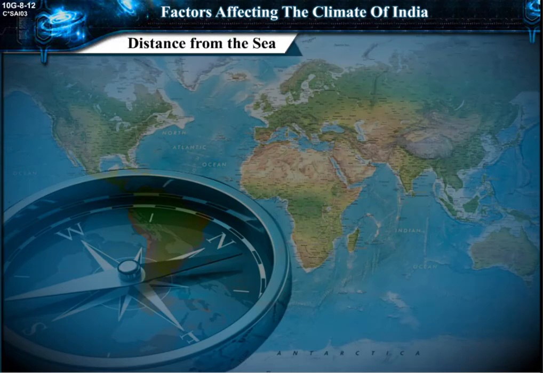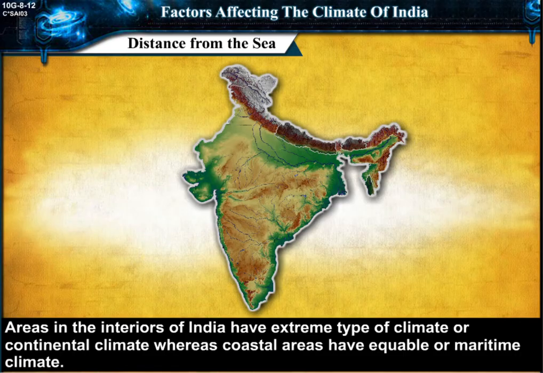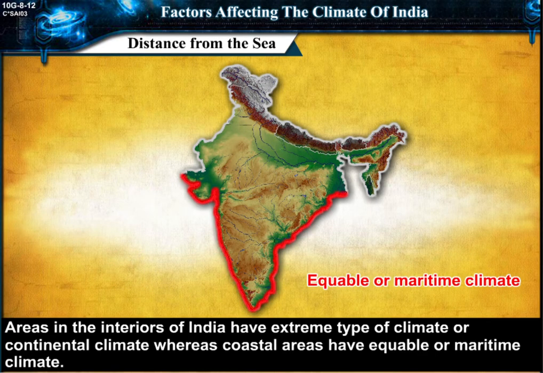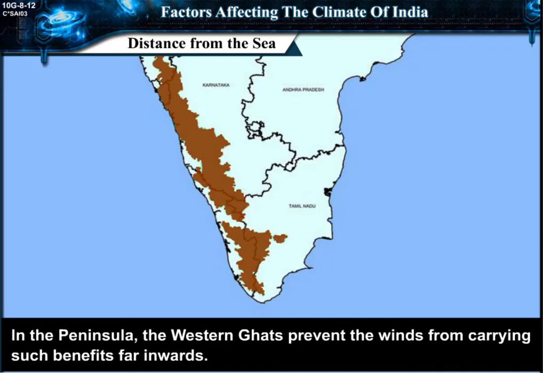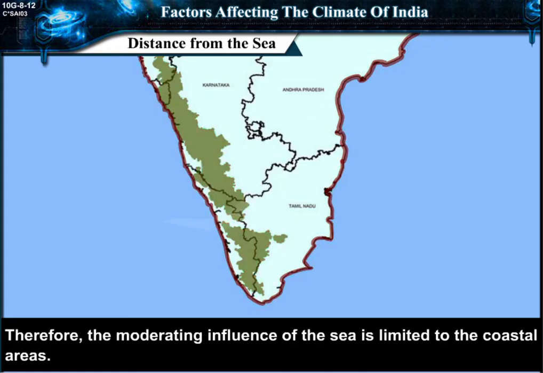9. Distance from the sea. Areas in the interiors of India have extreme type of climate or continental climate, whereas coastal areas have equable or maritime climate. The effect of land breeze and sea breeze caused by differential rate of heating and cooling of land and sea are responsible for moderate climate in coastal areas. In the peninsula, the Western Ghats prevent the winds from carrying such benefits far inwards. Therefore, the moderating influence of the sea is limited to the coastal areas.